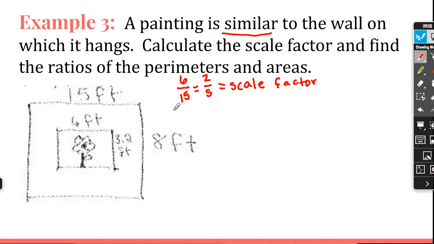All right, the next thing we need to figure out is the perimeter. So let's find the perimeter of the wall. And to do that, we're going to do 15 plus 15, which is 30, plus 8 plus 8, and that's 16. So 30 plus 16 gives me 46 feet. Then I can find the perimeter of the painting. And so I have 6 plus 6, which is 12. And then 3.2 plus 3.2 is 6.4. So 12 plus 6.4 is 18.4.